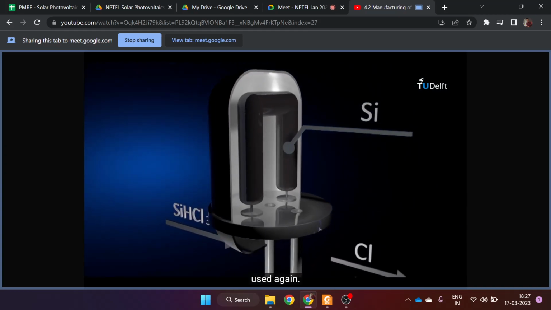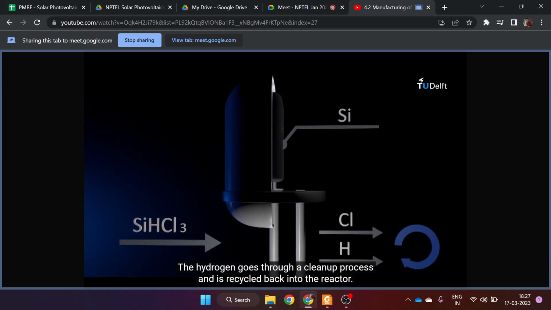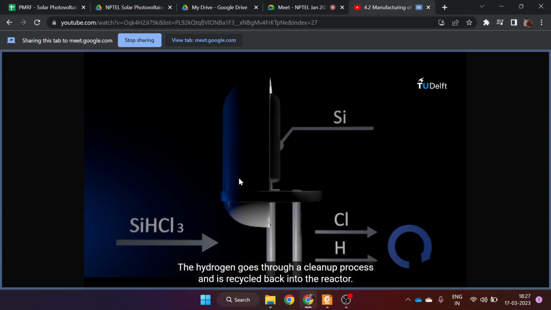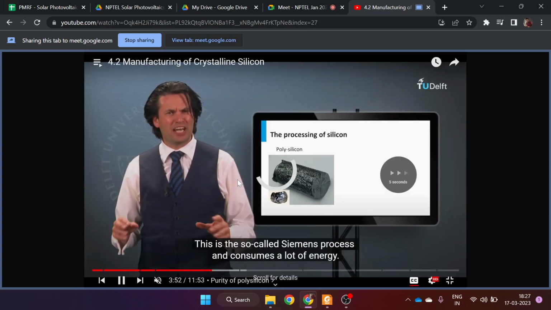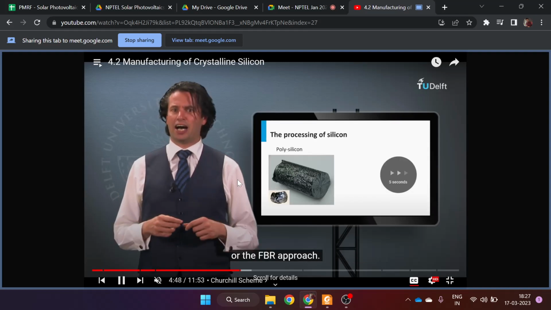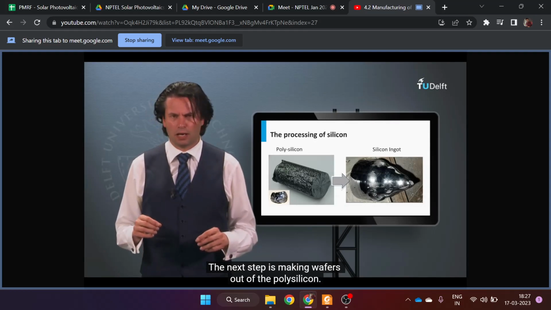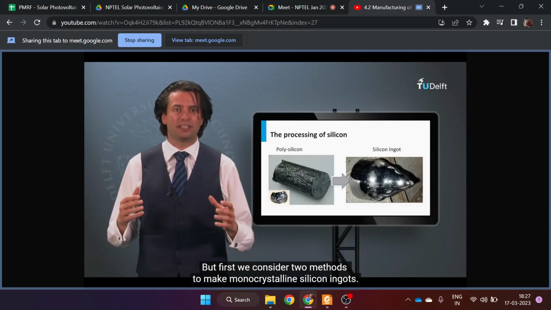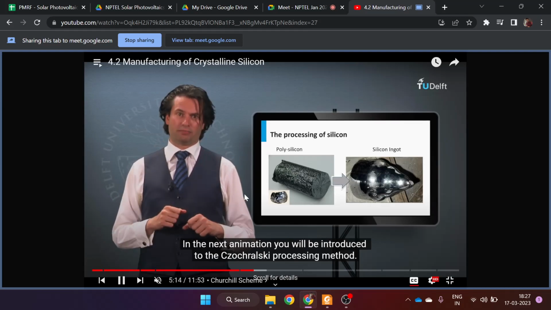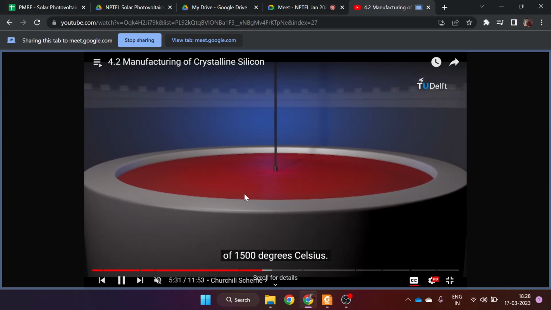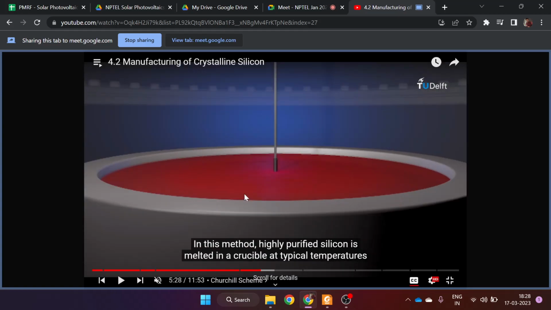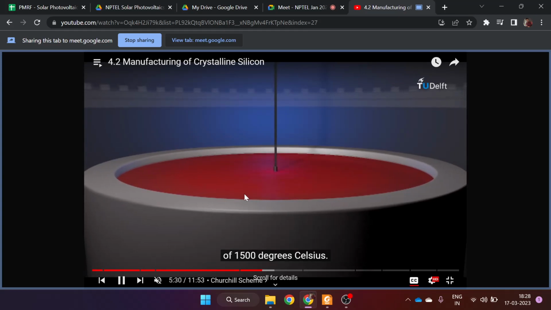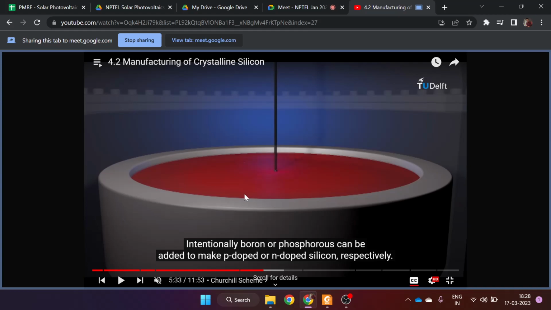Now we have silicon. Chlorine and hydrogen are out, then we are left with only silicon. Now we will make a silicon ingot. See, the temperature of this is 15,000 Celsius. Sorry, 1500 degrees Celsius. 1500 degrees Celsius is much more. Water boils at 100 degrees Celsius. Then you can think it's 15 times that temperature. And all these processes are very energy intensive processes.